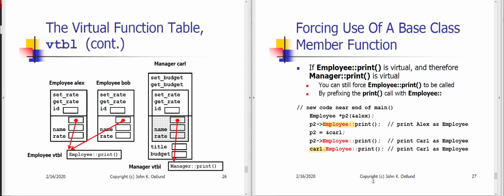I could do the same thing directly by accessing Carl and using a dot to invoke a particular member function. In this case, I'm saying employee::print rather than just plain print. If I said Carl.print, that would invoke the manager print function, but if I say Carl.employee::print, that's going to invoke the employee print function.